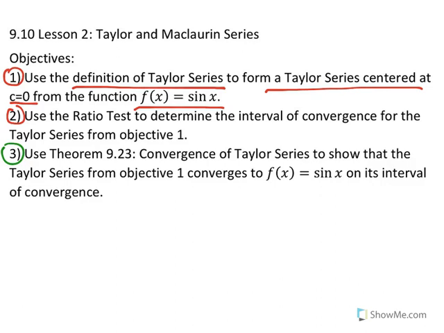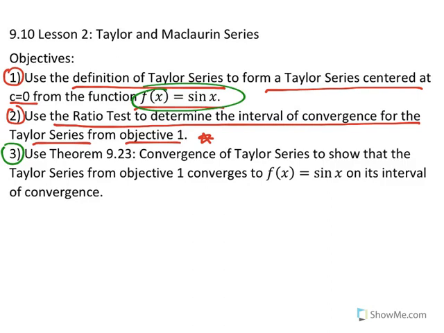And then yesterday, we used the ratio test to determine the interval of convergence for the Taylor series from objective 1. And we did that yesterday during lesson 1, and we found that the interval of convergence for that Taylor series was all real numbers. The question arises, does that Taylor series that we found yesterday converge to the function from which it was derived for all real numbers x?